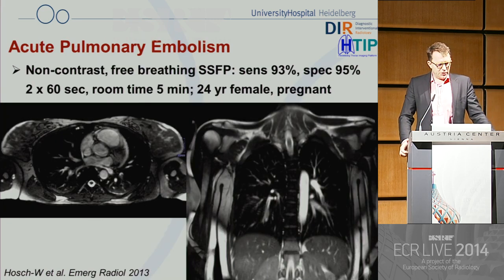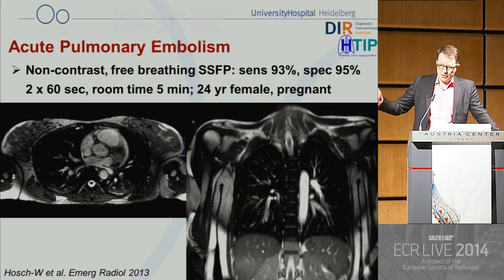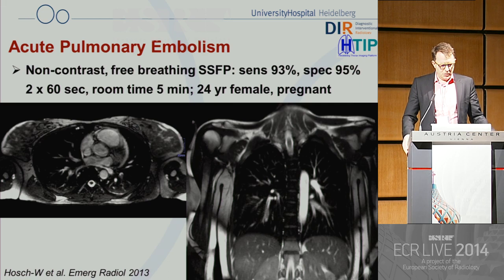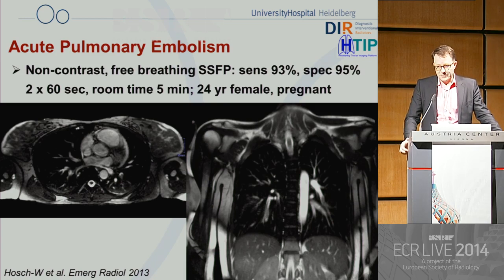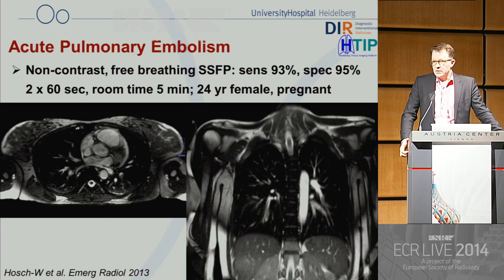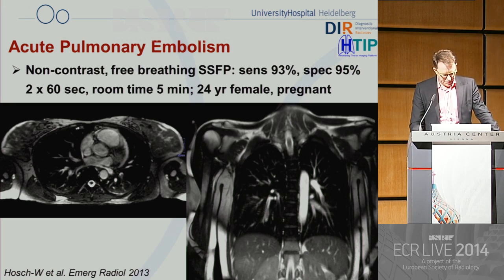Coming back to acute pulmonary embolism, we are now moving towards the different diseases. This is what I mentioned before, the non-contrast free breathing SSFP sequence, where you can really in 2 minutes generate the diagnosis or the exclusion of central pulmonary embolism. And we are using this in clinical routine, especially when there are contraindications for CT, for example, in this pregnant woman here, where you can nicely see the embolism here, so it's already pretty far in the periphery with very good image quality.